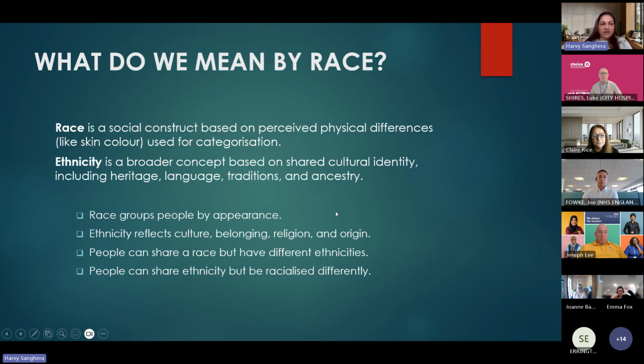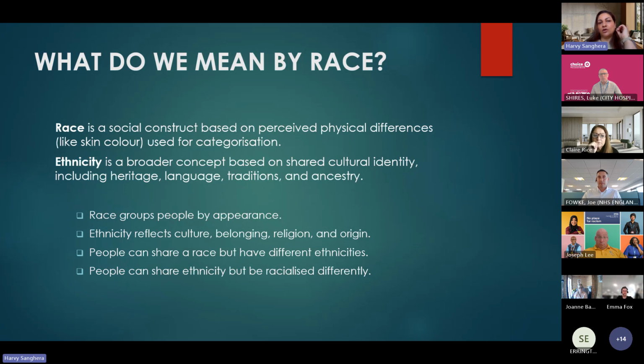Under the Equality Act 2010, we have 9 protected characteristics. I'll just go through the 9 quickly. We've got age, disability, gender reassignment, marriage and civil partnership, pregnancy and maternity, race, religion or belief, sex, and sexual orientation. Throughout the year, we're going to be doing a presentation on each of those characteristics, and we've had a couple already at the beginning of the year.